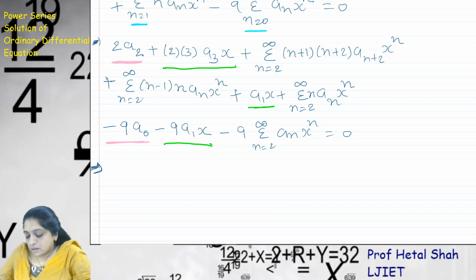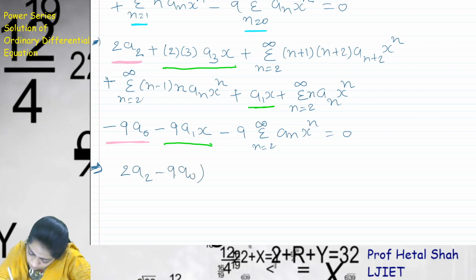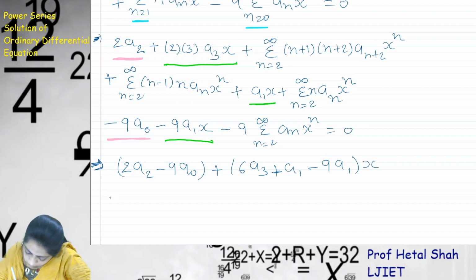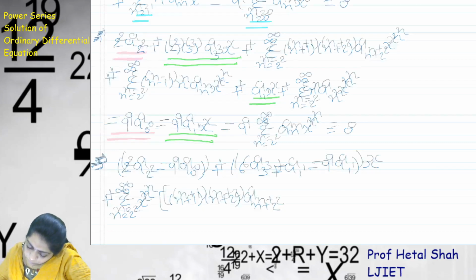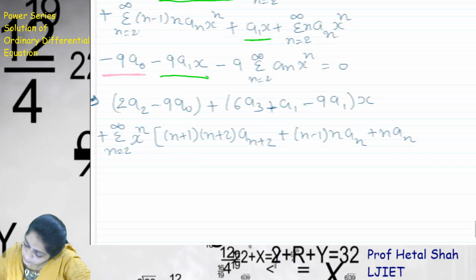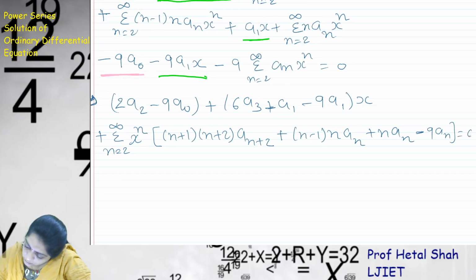So if we arrange the equation as like terms, we write 2a2 minus 9a0. These are the constant terms. If we take x common, we have 6a3 plus a1 minus 9a1, with x common. For the remaining terms, if we take x raised to n common inside the summation n from 2 to infinity, we have in the bracket (n plus 1)(n plus 2) a_(n+2) plus (n minus 1) n a_n, and the next term n a_n, minus 9 a_n is equal to 0.